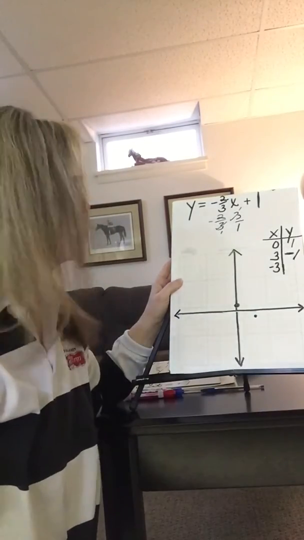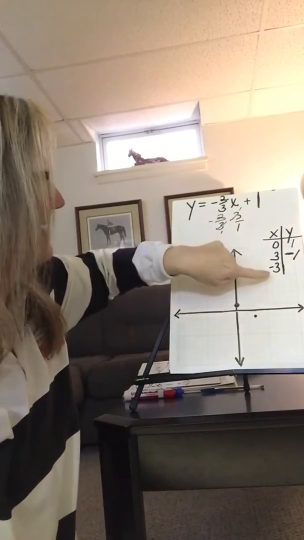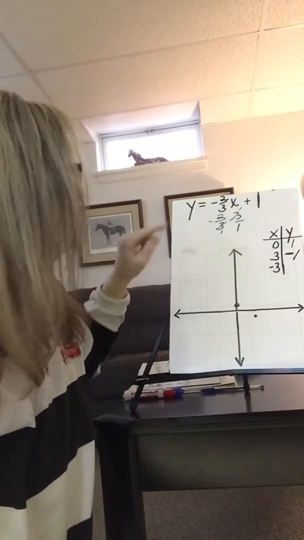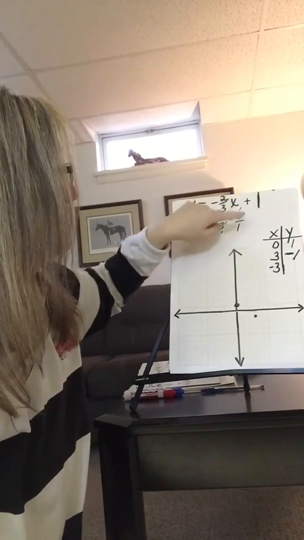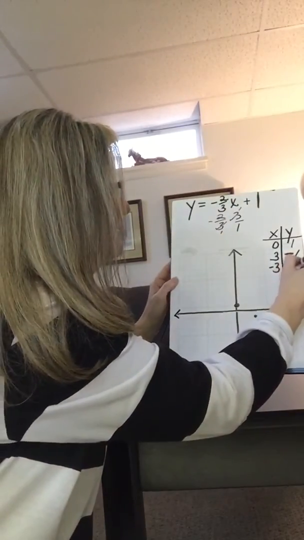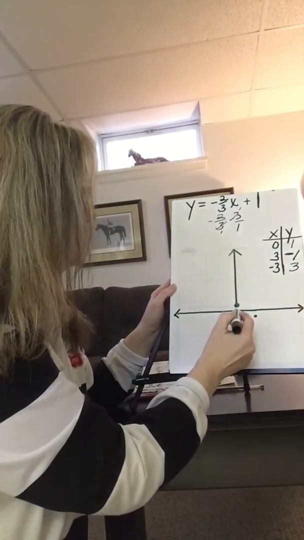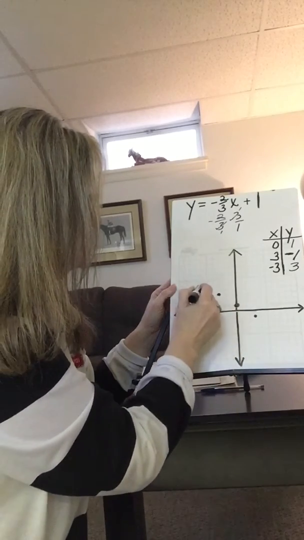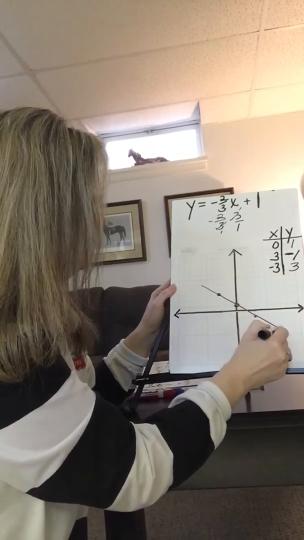Okay? And then finally, I'm going to pick negative 3 because you might as well pick the negative 3. It's also a multiple of 3. And that's just going to change this right here then to a positive 2 plus 1 gives you 3. So your next point would be at negative 3, positive 3. So there is the graph of your equation.